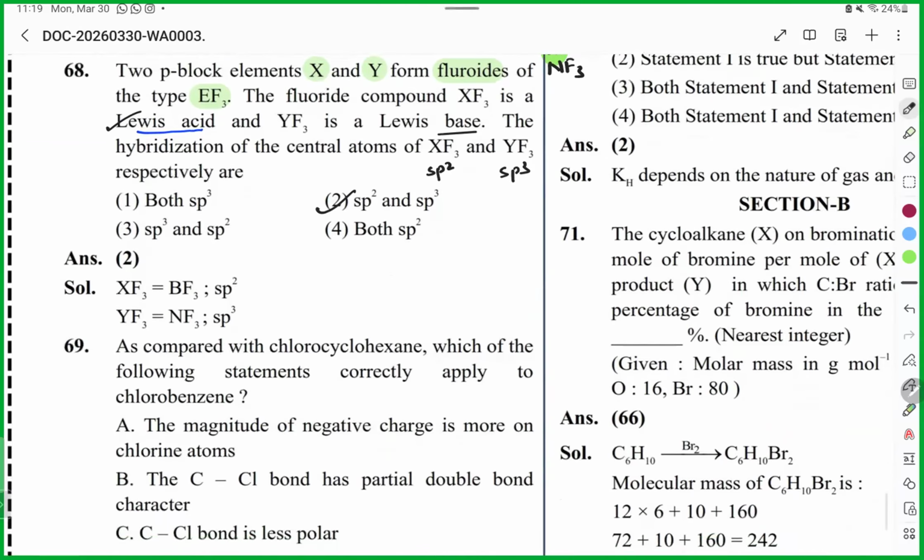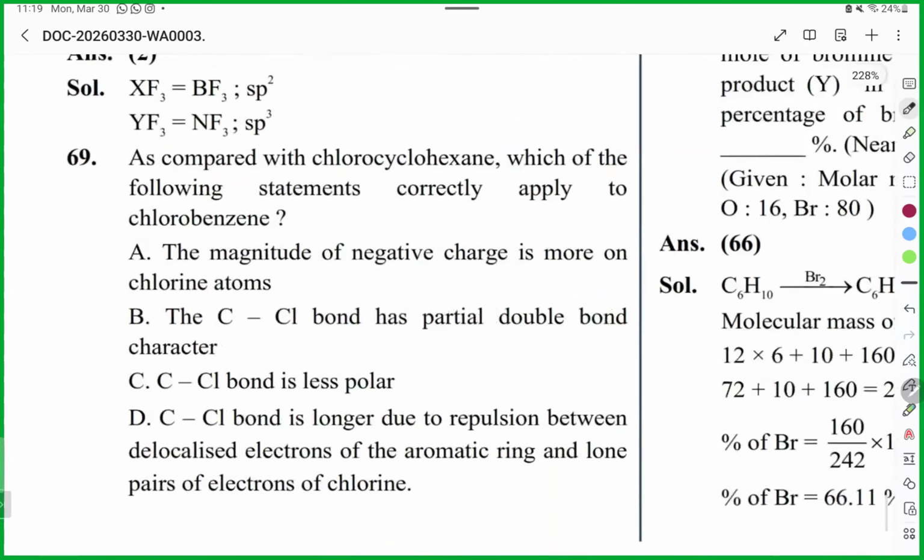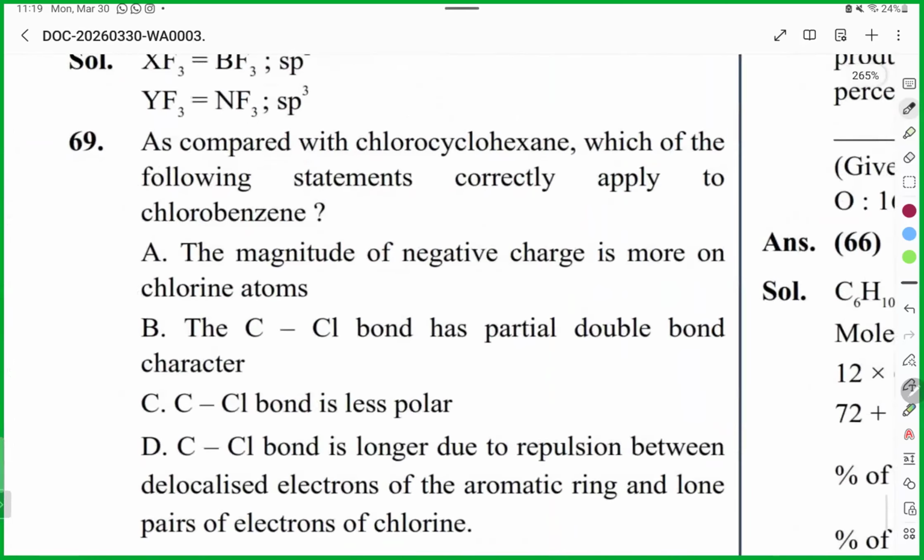Next, 69. Now you have an easy question. As compared to chlorocyclohexene, which of the following statements is correctly applied to chlorobenzene? Compared to chlorocyclohexene. Okay, benzene ring difference.